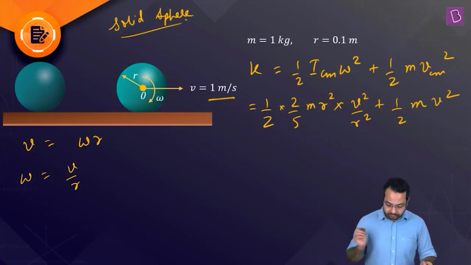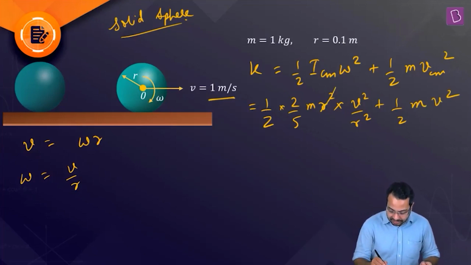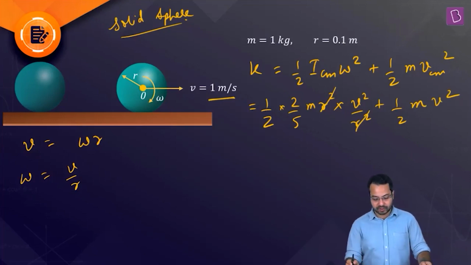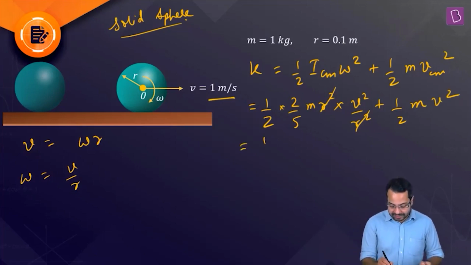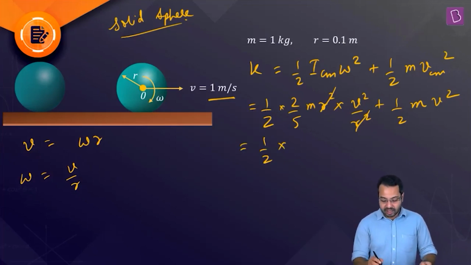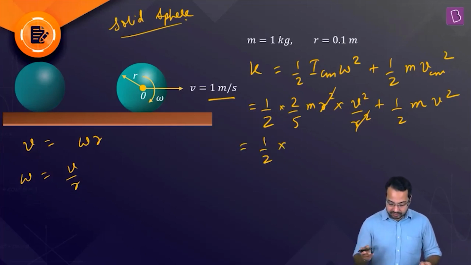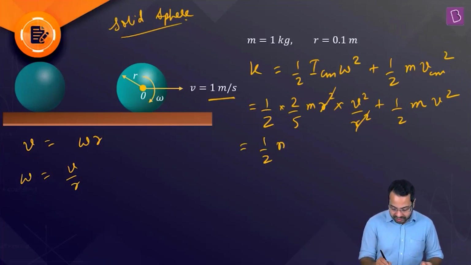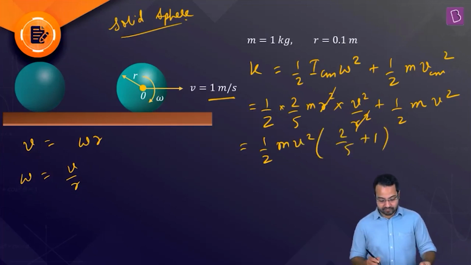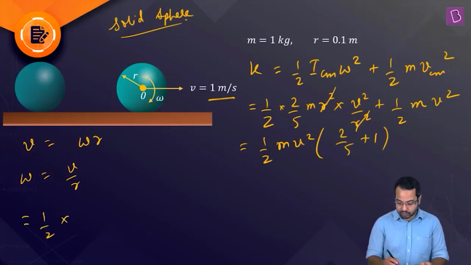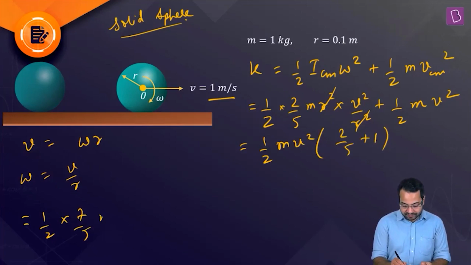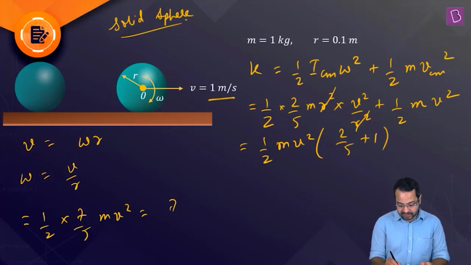Vcm is this quantity multiplied by v square. Is that correct? So what are the things that get cancelled? R square from here and r square from here are gone, and then I have half, and then I can take common mv square, so I'm left with 2 by 5 plus 1, and this is going to become half into 7 upon 5 mv square, so this becomes 7 upon 2 mv square.